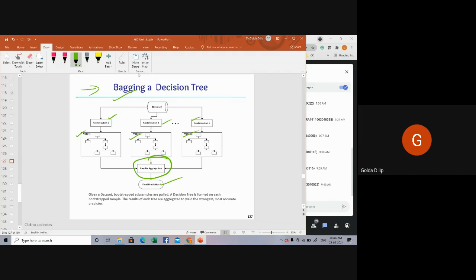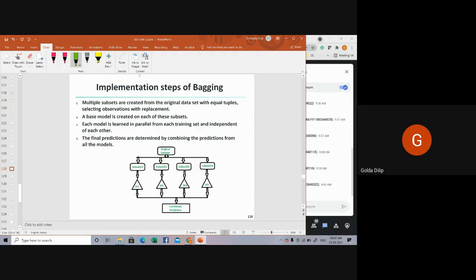Okay, so you are given a data set, bootstrapped subsamples are being pulled out from it. Okay, so a decision tree is being formed on each bootstrapped sample. Okay, so the results of each tree are being aggregated to yield the most accurate predictor, or the strongest predictor. Okay, so putting it down in steps, you can call this the algorithmic steps of bagging. Okay, so why do we do this bagging or bootstrap aggregation? It is, for a decision tree, to reduce the variance of a decision tree.